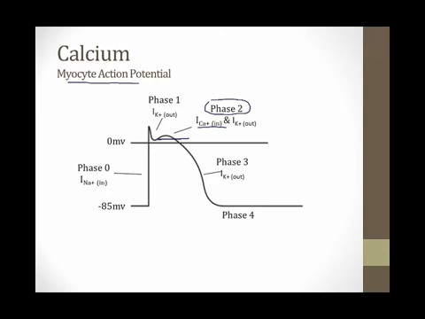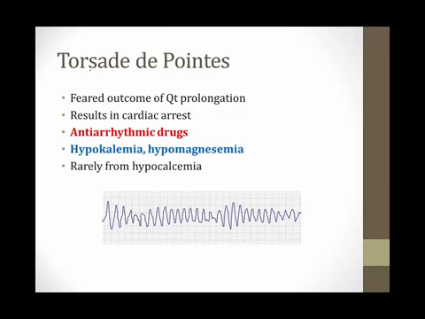Therefore, in the setting of hypocalcemia, this plateau phase, phase 2, is drawn out, and it takes longer for myocytes to depolarize and repolarize. And that means that it will take longer for the QT interval to occur, because that phase of the EKG represents the time required for myocytes in the ventricles to depolarize and repolarize. There is a special form of ventricular tachycardia called torsade de pointes.